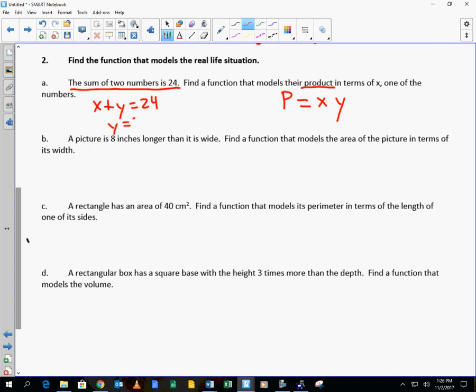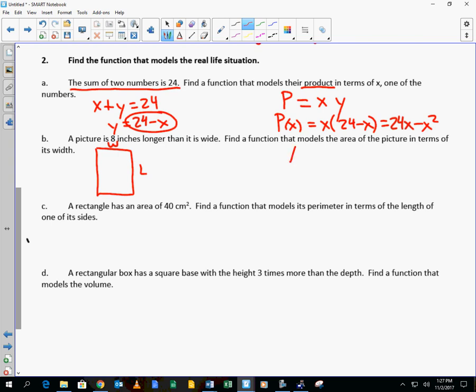So y is equal to 24 minus x. That goes in for y. So now I have the product in terms of x, or a function of x, is equal to x times 24 minus x, or 24x minus x squared. A picture, 8 inches longer than it is wide. Find a function that models the area of the picture.